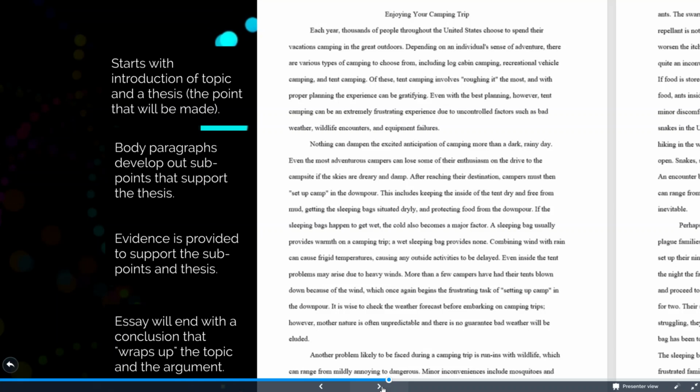Then once you get into the body paragraphs, it develops out the subpoints that support the thesis. So each body paragraph is going to have its own point that still has to do with that thesis. Within those body paragraphs, you're going to have evidence provided to support the point. And then finally, an essay will end with a conclusion that wraps up the topic and the argument. This is pretty standard for the way that essays are going to be organized. So if you are organizing your essays in this order, with these different parts, you're going to have a well-organized essay.